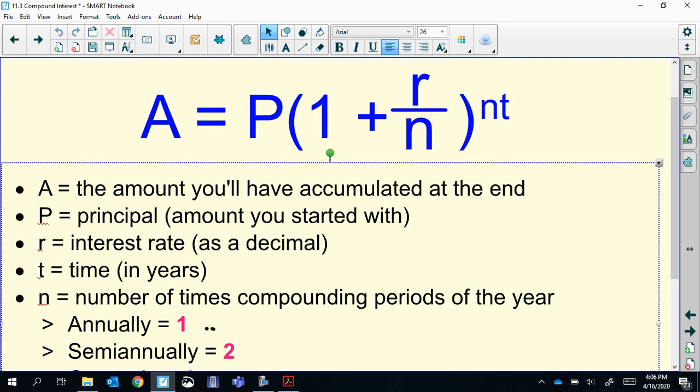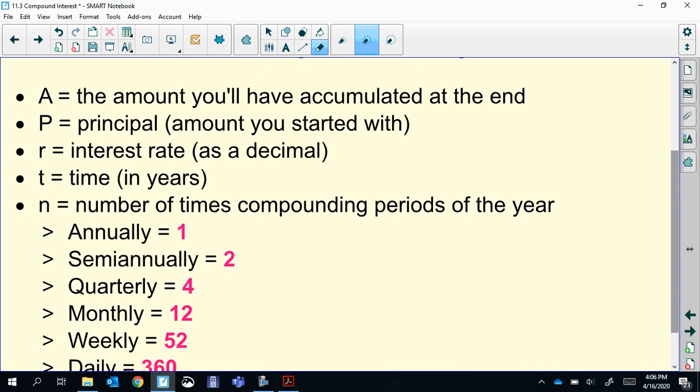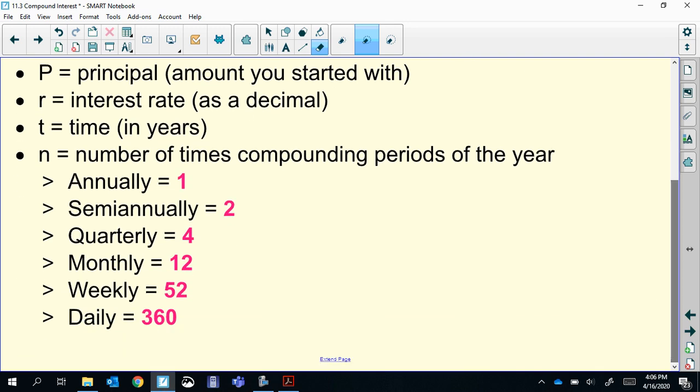A couple of key words you need to know with that: annually means 1 time per year. Semi-annually is twice per year. Quarterly is 4 times. Monthly, obviously, is 12 times. Weekly, 52. And then daily, we're going to use 360 instead of 365, just because that's what it said yesterday.